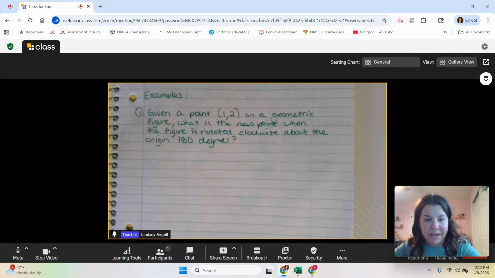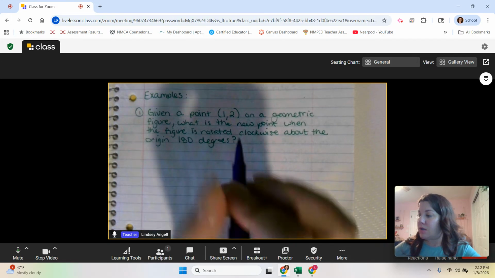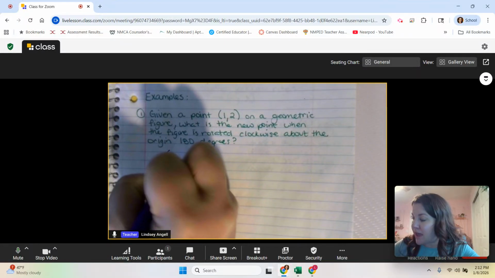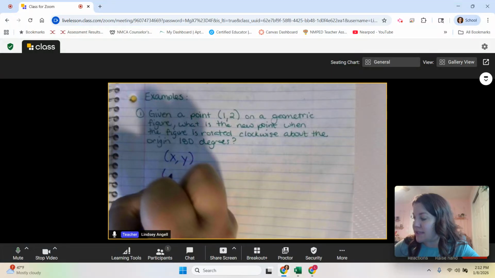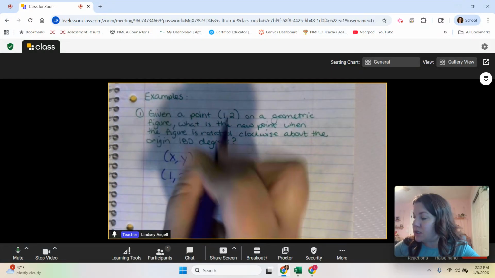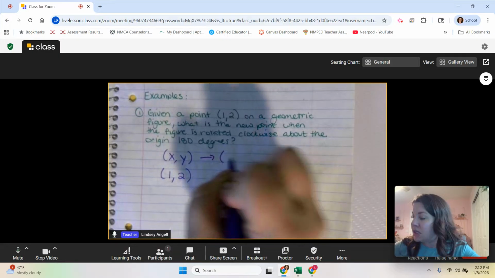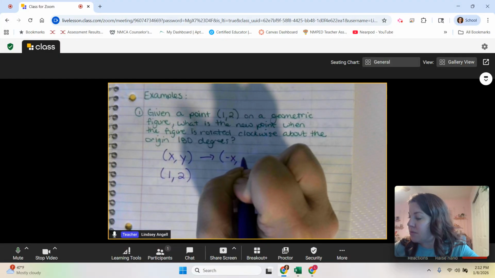Given a point 1, 2 on a geometric figure, what is the new point when the figure is rotated clockwise about the origin 180 degrees? So given our rule, we have our x and our y value. In this case, that is 1, 2. Each of those values should be the opposite from what they were before.